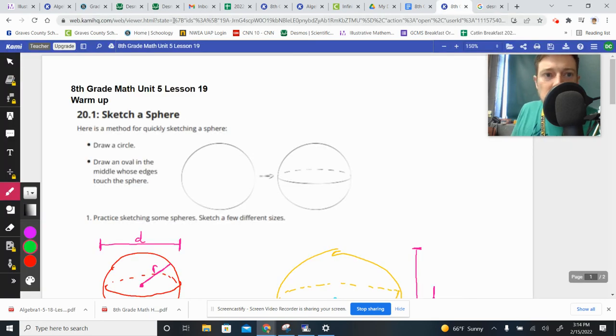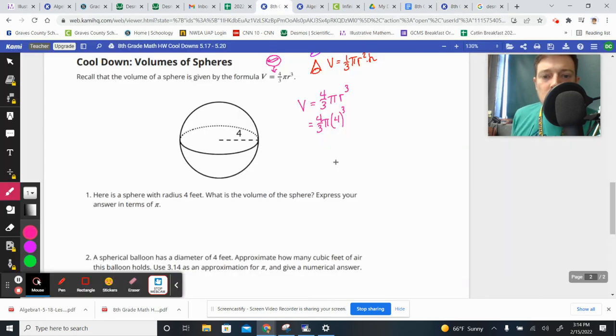Oh, pulled up the wrong one there. Let me go back. 4 to the third power is 64, and we still have a 4/3 pi in there getting multiplied. Sorry, my pi looks like a crazy symbol. Let me go back and fix that. Erase, and 4/3 times pi. Let's try that one more time. There it is. So 4/3 pi times 64.